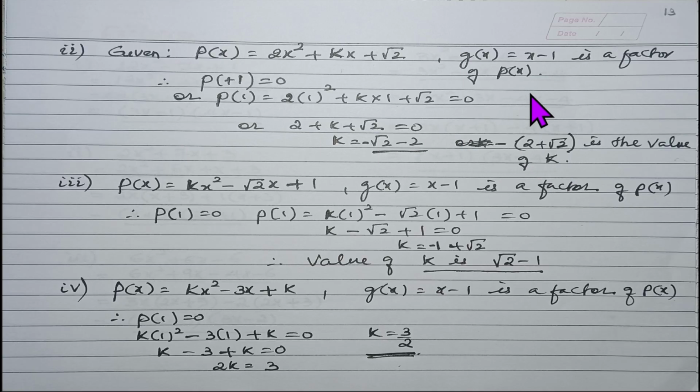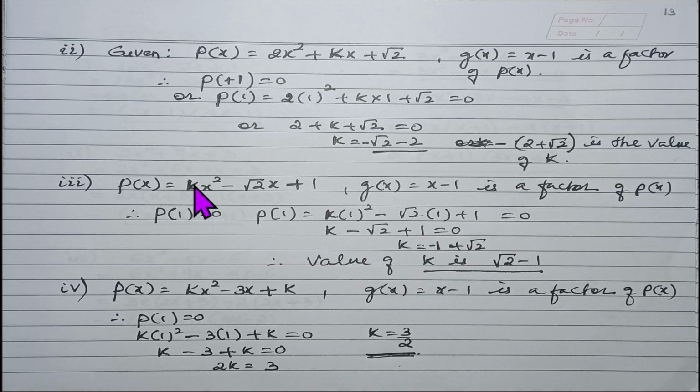So please understand this method. Now x minus 1 is a factor of this given polynomial. If x minus 1 is a factor of this polynomial, then the 0 of x minus 1 is 1. If I find out p of 1, then the value of this polynomial must be 0. So now I can equate this polynomial to 0 and find the value of k, and I found it to be minus 2 minus root 2, and that is the value of k.